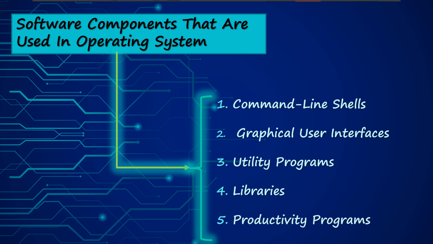And the last one is productivity programs. Major productivity programs, web browsers, word processors, graphic editors, and so on, are the usual reason for using a computer. Although such programs are often technically separate from the OS, they are sometimes associated with certain OSs.